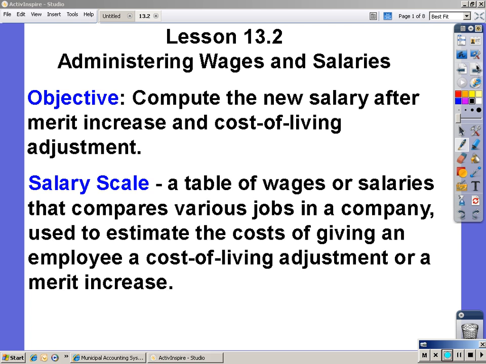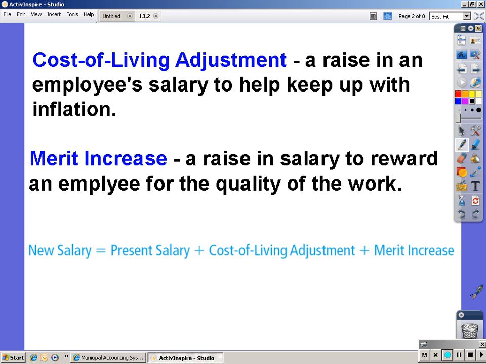Okay, here we go, moving along. A cost of living adjustment is a raise in an employee's salary to help keep up with inflation. Inflation is the increase in prices over time. A merit increase is a raise in salary to reward an employee for the quality of the work. The formula you're going to be using today is new salary equals present salary plus cost of living adjustment plus merit increase.